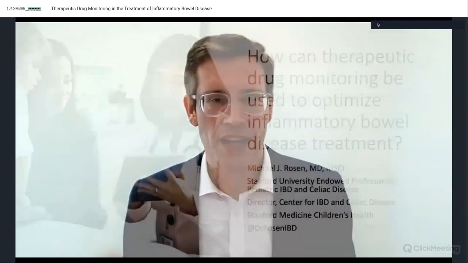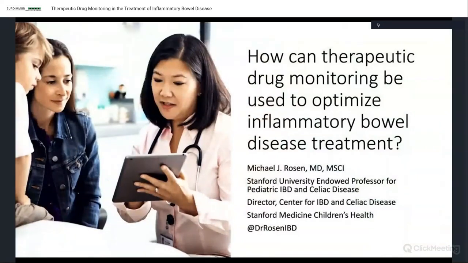Hello, I'm Michael Rosen. I'm a professor of pediatrics at Stanford University, and I'm a pediatric gastroenterologist. And I direct the Center for IBD and Celiac Disease at Stanford Medicine Children's Health. And I'm happy to be able to talk with you today to answer the question, how can therapeutic drug monitoring be used to optimize inflammatory bowel disease treatment?